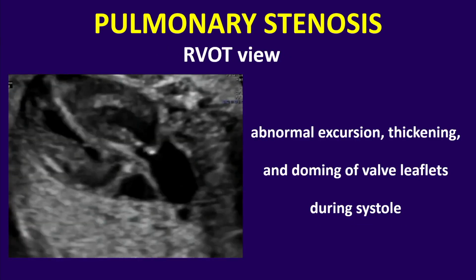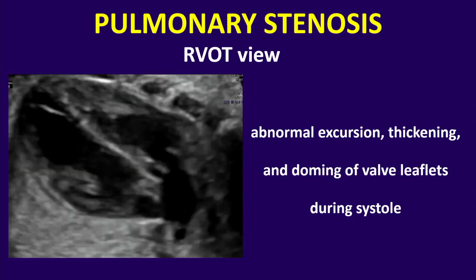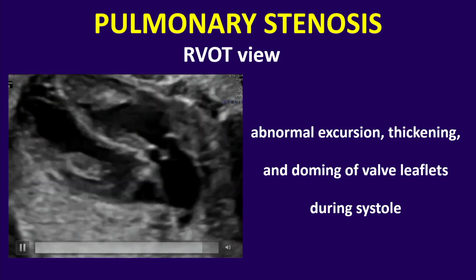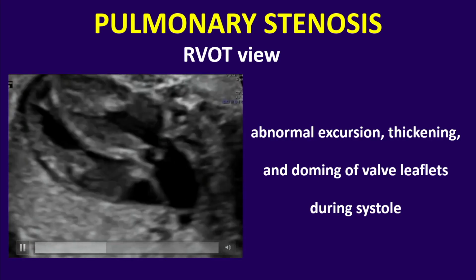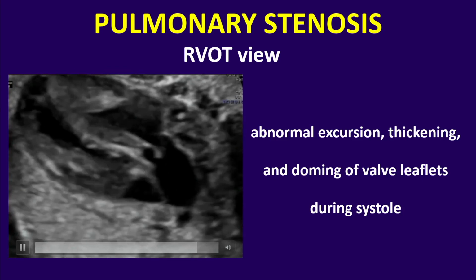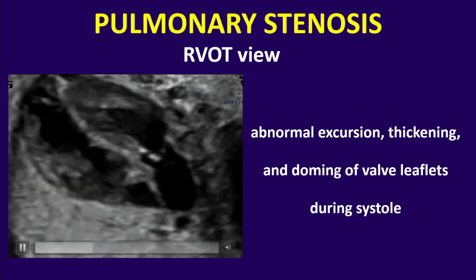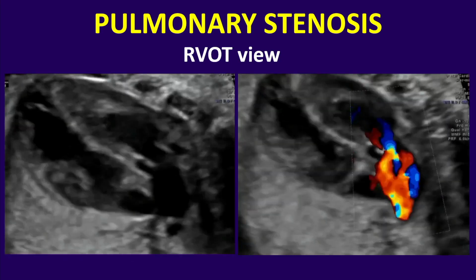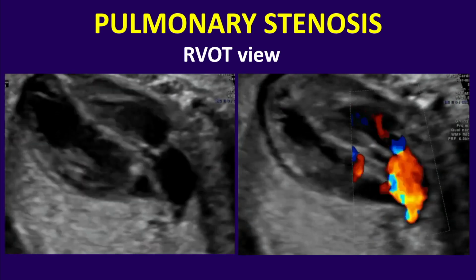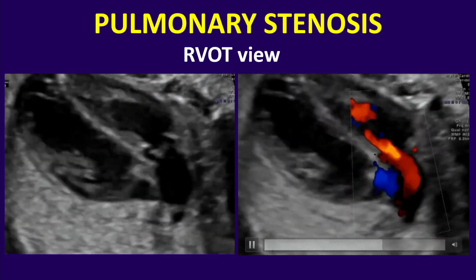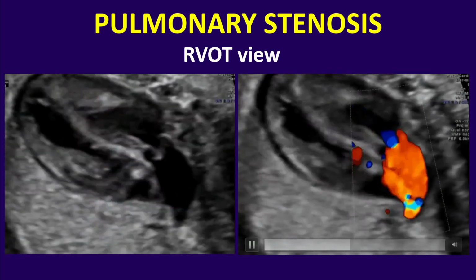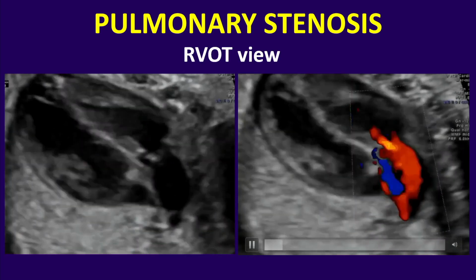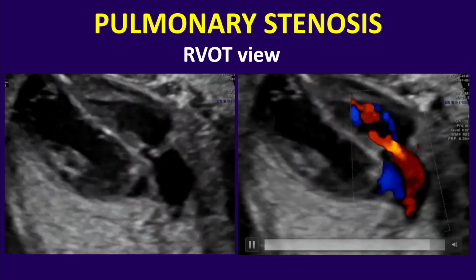So RVOT, this is a diagnostic view. Here we will see the abnormal excursion of the leaflets of the pulmonary valve. See, they kind of stick together and don't really disappear in systole, when the valve should be completely open. We can see some degree of poststenotic dilation of the pulmonary artery as well. Color Doppler allows us to visualize the turbulent flow. Sometimes we can also see some degree of regurgitation, but definitely we can visualize how tiny the opening of this valve is, and color demonstrates that very clearly.